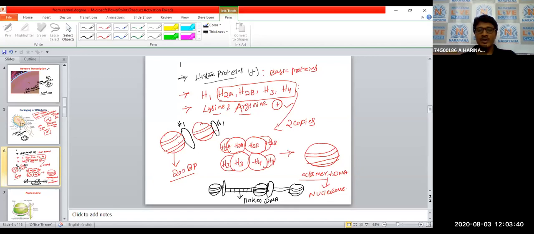How many times is DNA coiled around the octamer? 2 times. What is the length of the DNA that is coiled around the octamer? That is 200 base pair length. So recently it was given in the exam, this 200 base pairs.